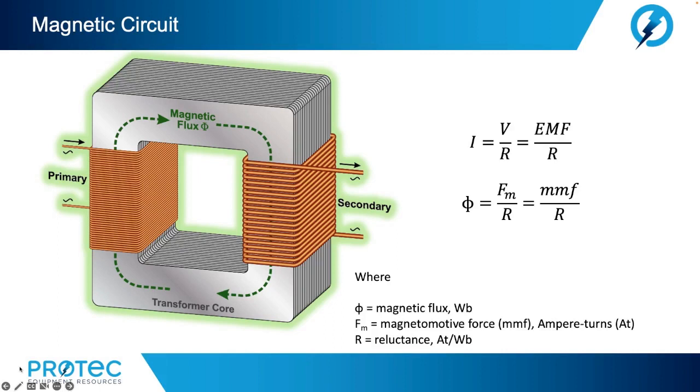Phi equals F sub m divided by R, which also equals MMF divided by R, where phi is the magnetic flux measured in Webers, F sub m is the magnetic motive force, or MMF, in ampere turns, and R is the reluctance, which is the ampere turns divided by Webers. Reluctance will be affected by the length of the coil, permeability of the magnetic material, and the cross-sectional area of the coil.